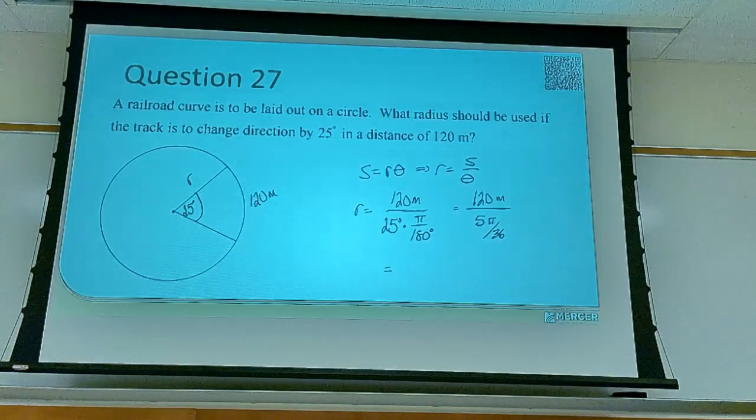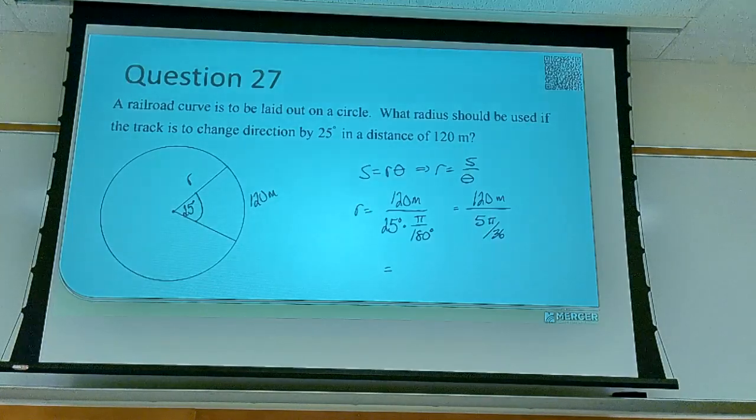Wait, what was the time? 32? 24 times 36. Times 36. 2 pi over 3. For what? 120 divided by 5 divided by 36. Well, it's not 120 divided by pi divided by 36. It's 120 divided by 5 pi over 36.